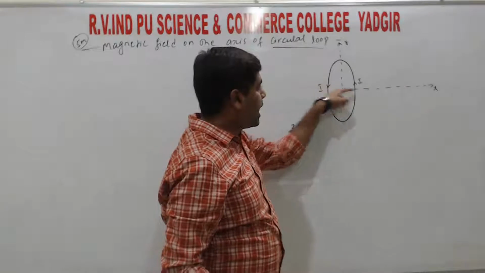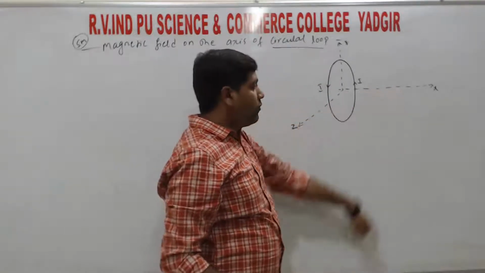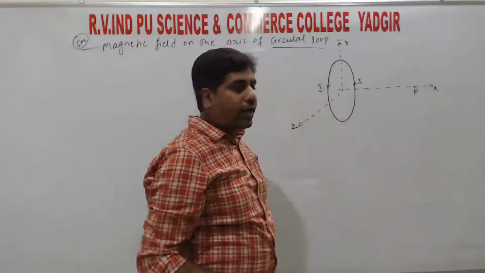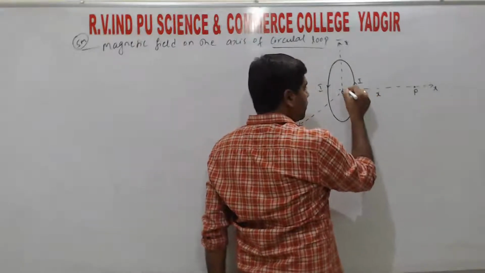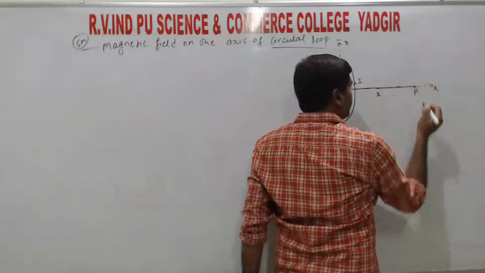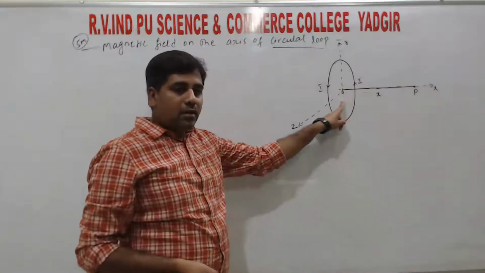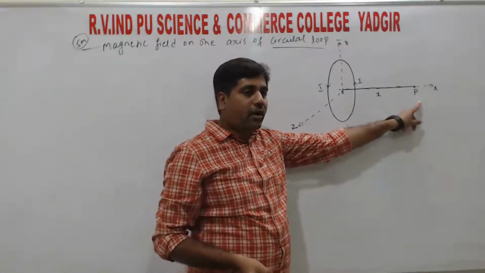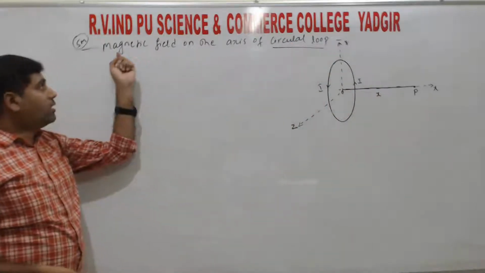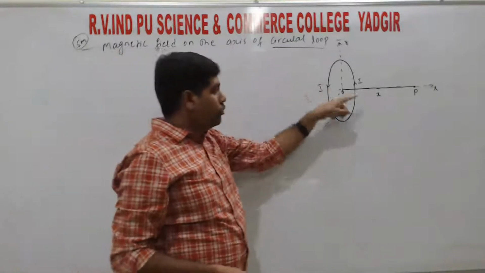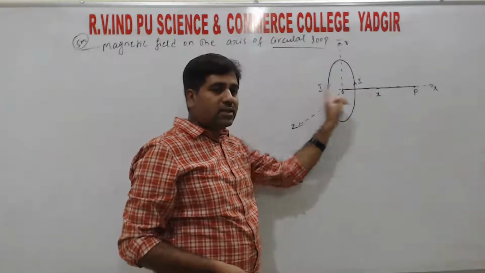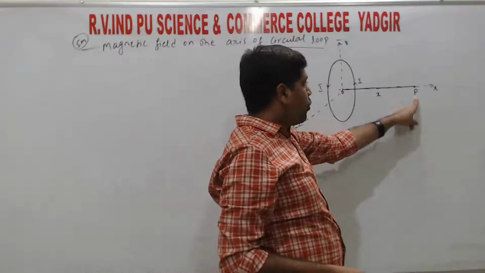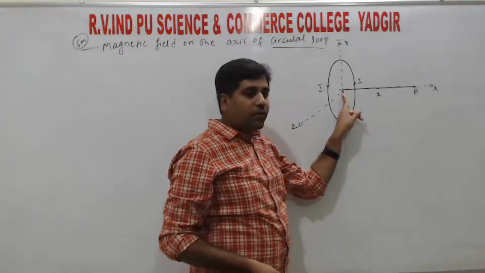For this circle, on the axis, we need to find the magnetic field. Naming the point P, where we are going to find the magnetic field at a distance x from the center of the circular loop, right? O is the center of the circle. At distance x, at this point, we are finding the magnetic field. That is the question: to find the magnetic field on the axis of the circular loop. This is the axis of the circular loop. So X X dash is the axis of the circular loop. On that axis we are going to find the magnetic field at any point P at a distance x from the center of the coil, right?